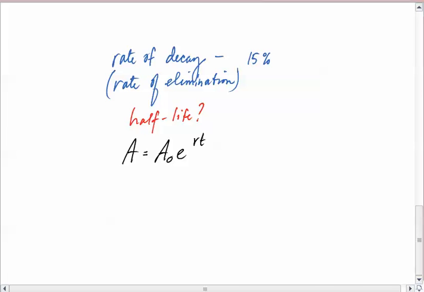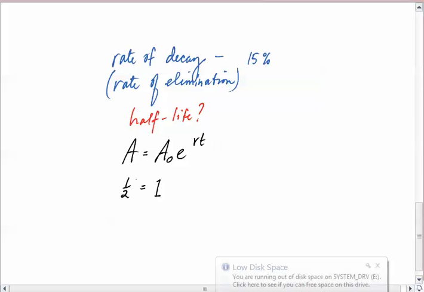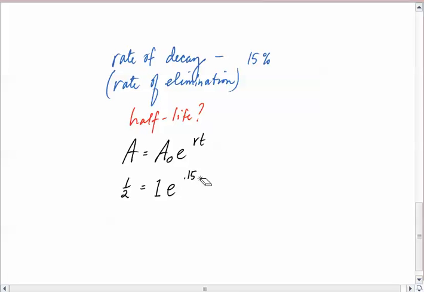Okay, and we're going to say, I want that to become half, and my rate for this particular one, pardon me, is 15%, and I want to know how long that takes. That'll be the half-life, right? So let's get this whittled down, and we have 1/2 = e^(0.15t).